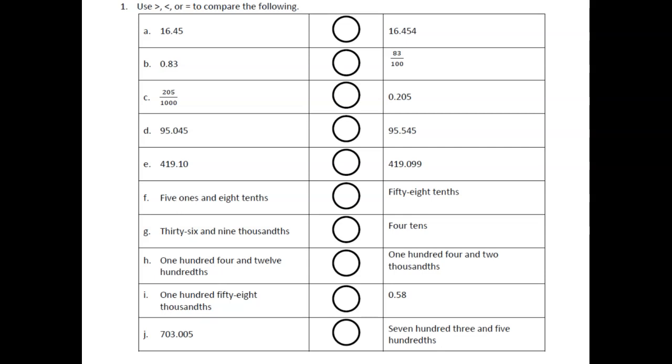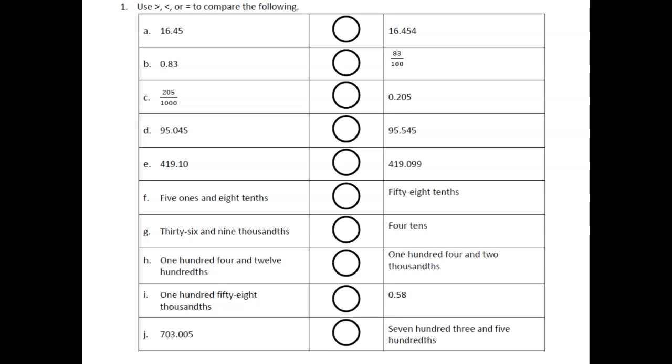Let's take a look here. We are now looking at Module 1, Lesson 6, and our objective for Lesson 6 was to compare decimal fractions to the thousandths using like units and express comparisons with our greater than, less than, or equal to sign.